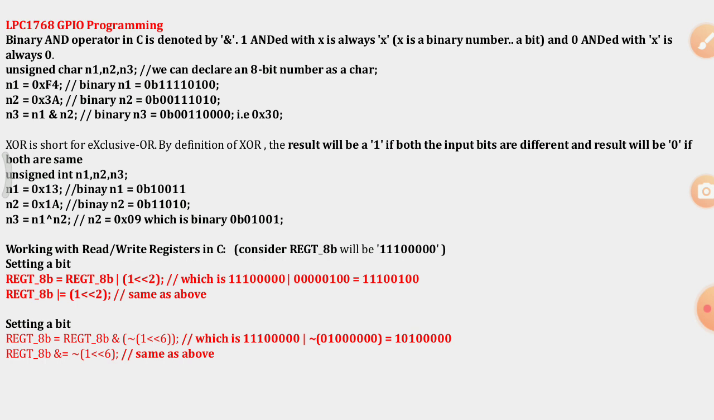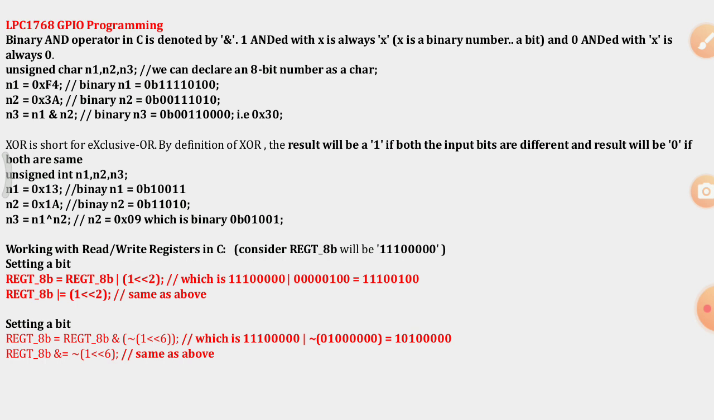So bitwise ANDing. The output is going to be: wherever 0 is ANDed with x, the result will be 0, and where 1 is ANDed with x, the result will be x. So n3 is going to be loaded with 0x30. 0xf4 and 0x3a are being ANDed, and n3 is loaded with 0x30.